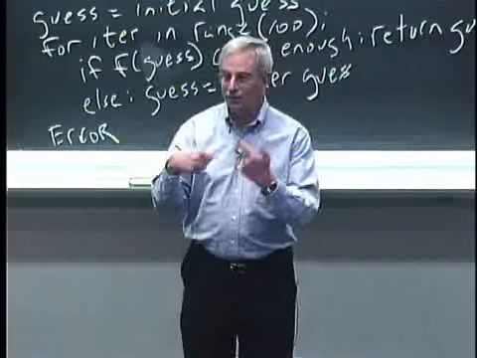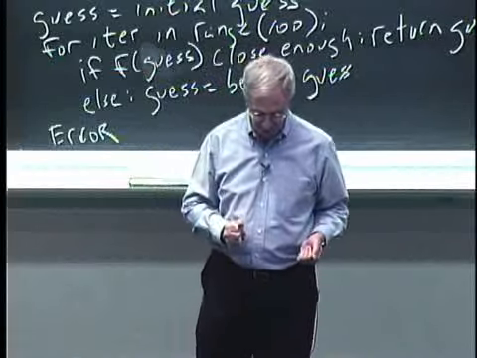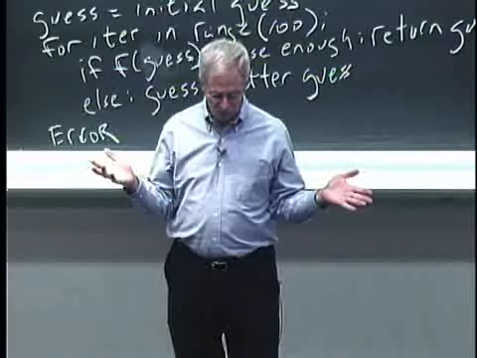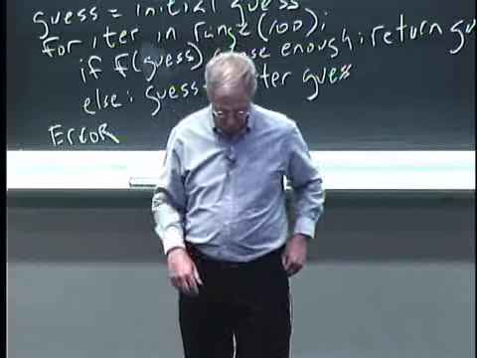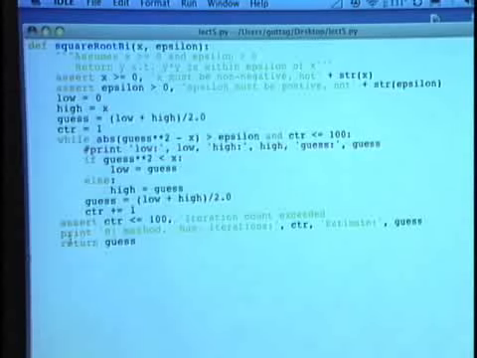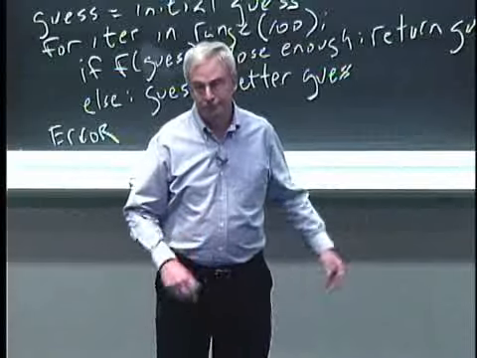In the happy event that eventually I get a good enough guess, you'll see I'll exit the loop. When I exit the loop, I check, did I exit it because I exceeded the counter, i.e. I didn't have a good enough guess? If so, I'll print the message iteration count exceeded. Otherwise, I'll print the result and return it.